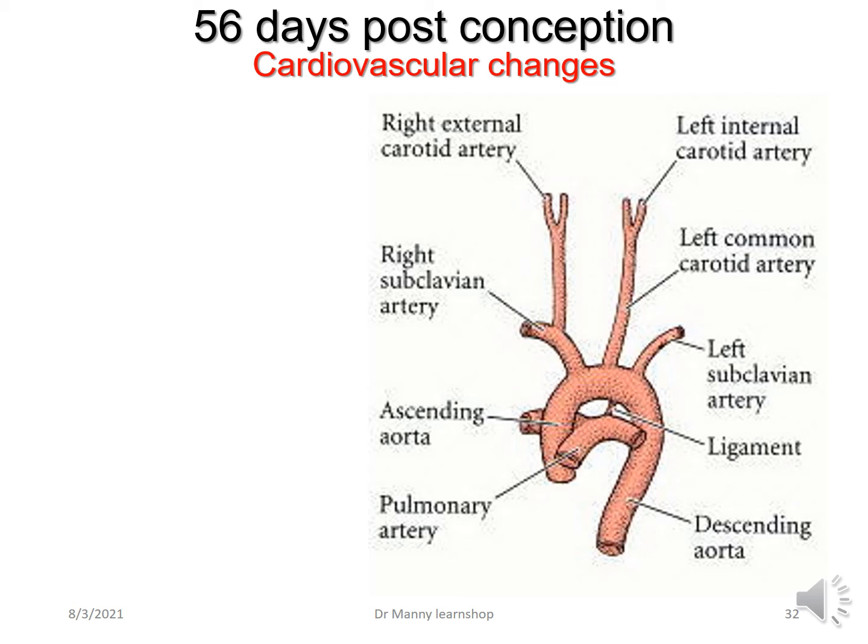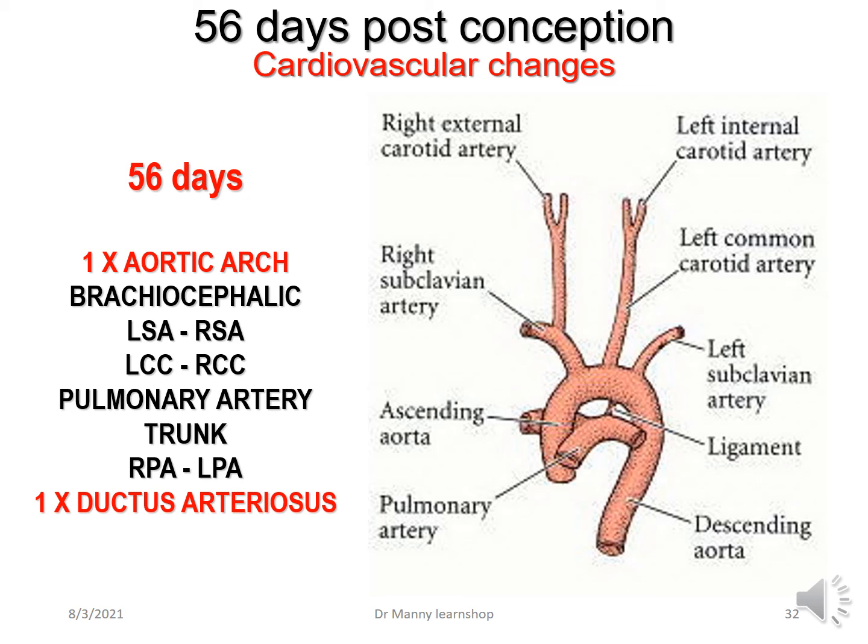And this is what it should look like with our aortic arch, our pulmonary artery. We should have the right external carotid artery, left internal carotid artery. We should have the right subclavian artery and the left subclavian artery. We should have an ascending aorta, an arch, a descending aorta. We should have the pulmonary artery. And everything should be in the right place. And eventually, after several weeks, we should have a ligamentum arteriosum, where the ductus arteriosus was.